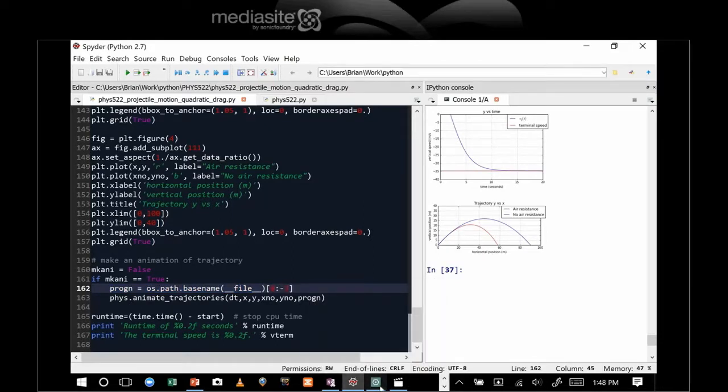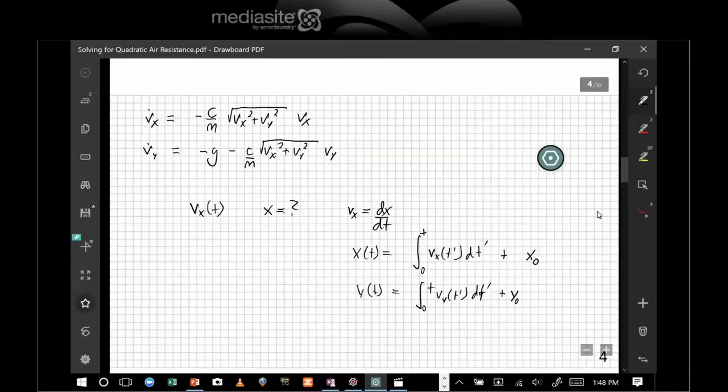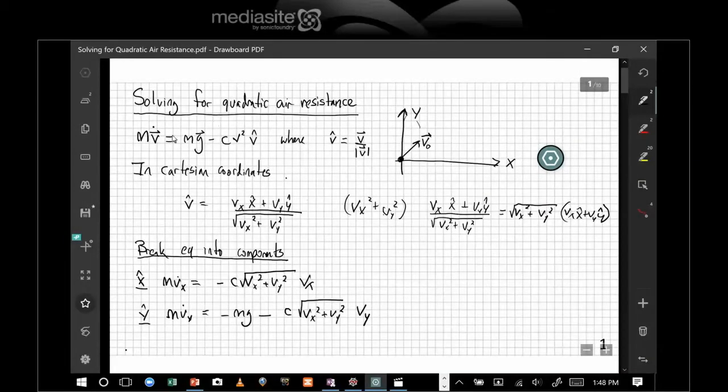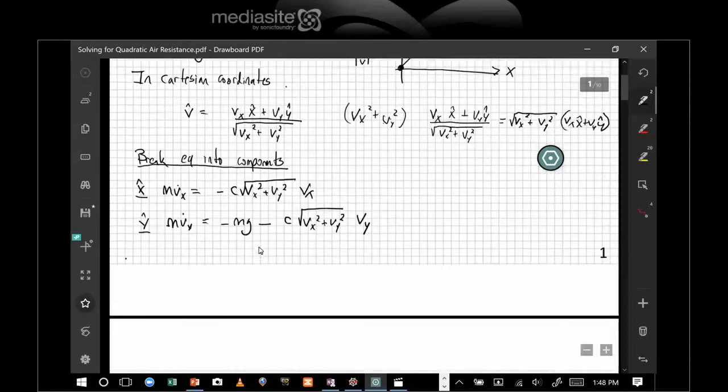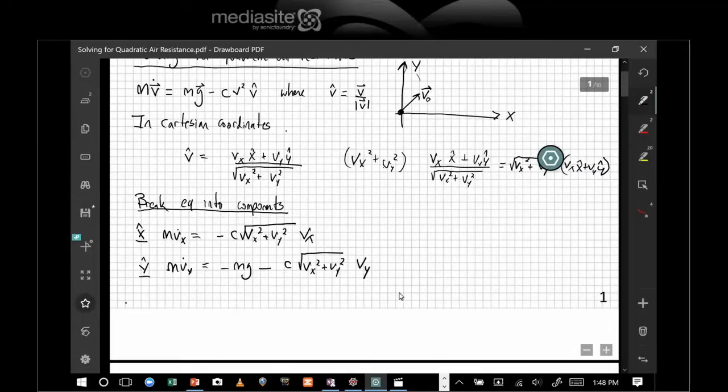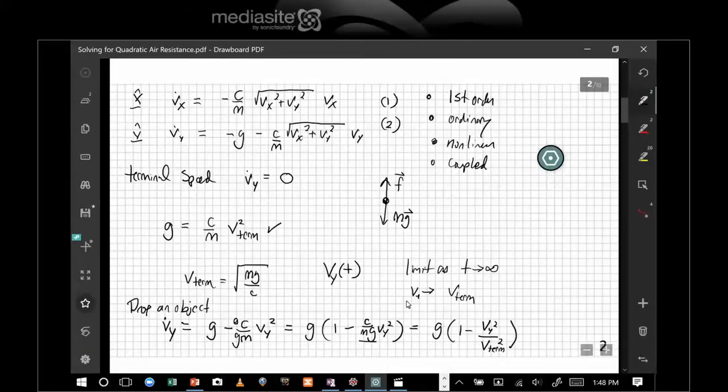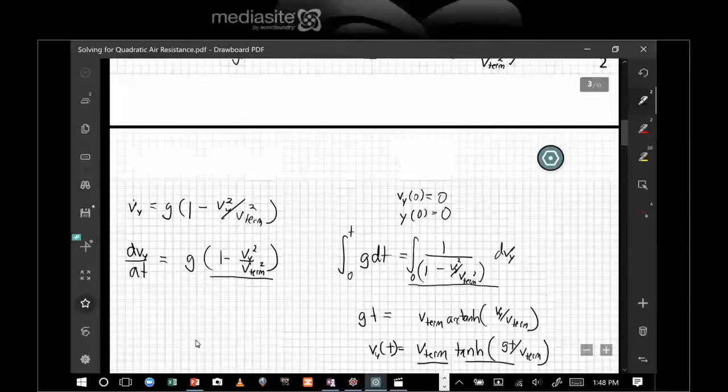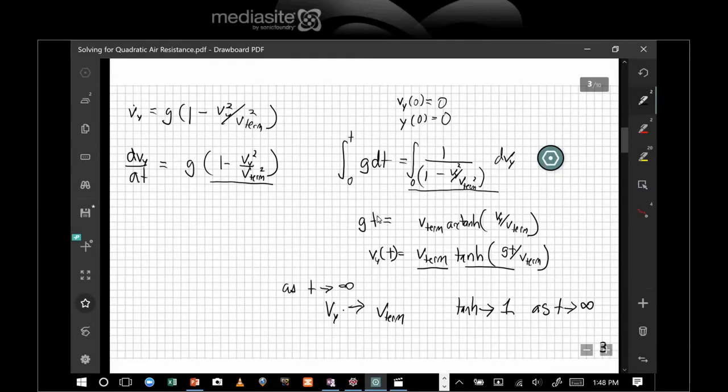Again, to summarize what we did: we looked at the equations of motion for quadratic air resistance. We got fairly complicated coupled nonlinear differential equations. We could write an analytic solution only for dropping an object, or one-dimensional motion, and that's what we did here. We showed that the one-dimensional motion solution was a hyperbolic tangent, and the behavior of that hyperbolic tangent asymptotically went to terminal velocity. So the solution did go to what I expected.